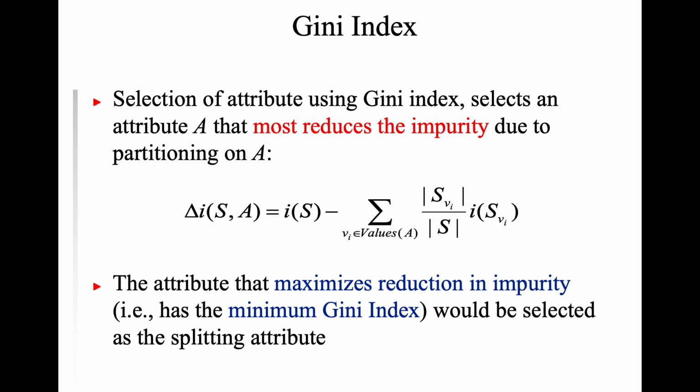And when selecting attributes using the Gini Index, we select the attribute that most reduces the impurity due to partitioning on A. So we select an attribute that has the minimum Gini Index or the maximum reduction in impurity. Because the goal is to reduce the impurity, right? And when we reduce the impurity, it increases the Gini Index.